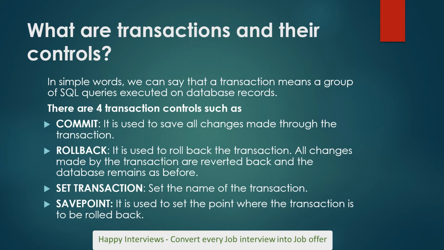Commit is used to save all the changes made through the transaction. Rollback is used to roll back the transactions. All changes made by the transaction are reverted back and the database remains as before, right? Set transaction sets the name of the transaction, that is, what name will be given to this transaction. And save point, as I told you, is used to set the point where the transaction is to be rolled back.